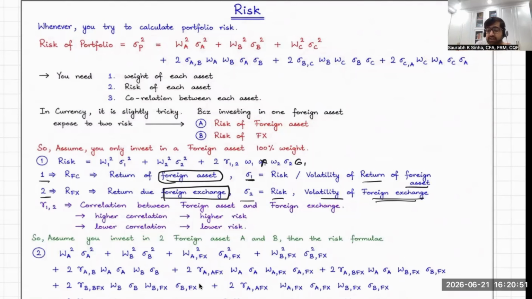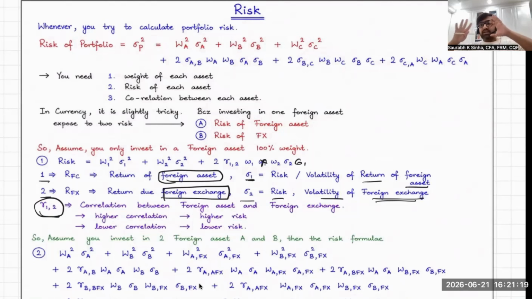But you're also interested in the correlation between the foreign asset and the FX rate. It could be possible there is a positive relationship. So whenever the Meta stock increases, the USD also appreciates. And whenever the Meta stock falls, the USD also depreciates. This is a positive correlation. And if there is a positive correlation, then the risk in your portfolio is very high.